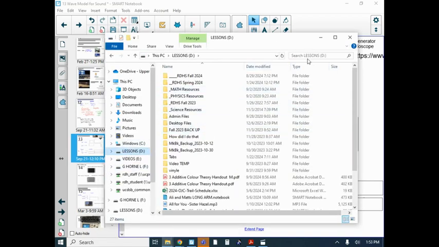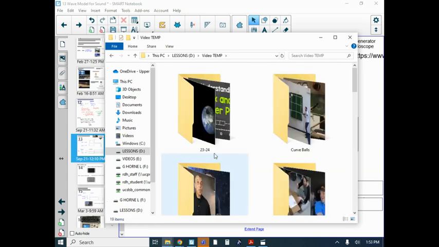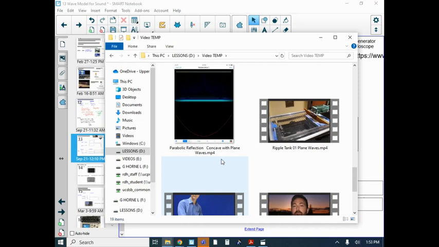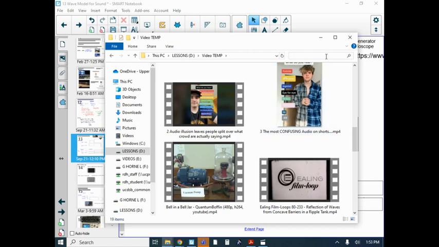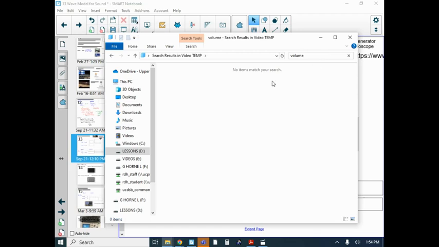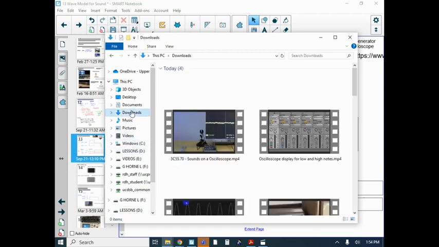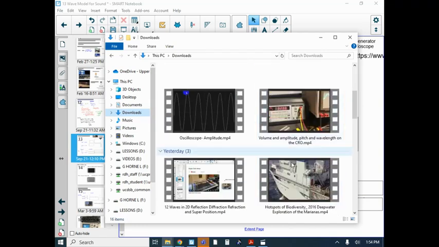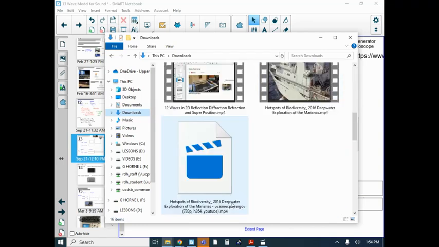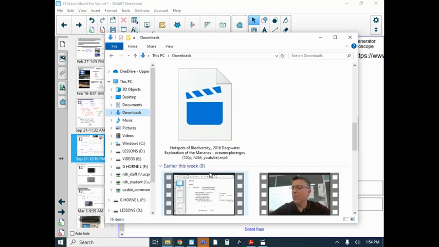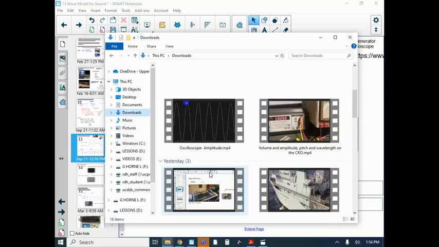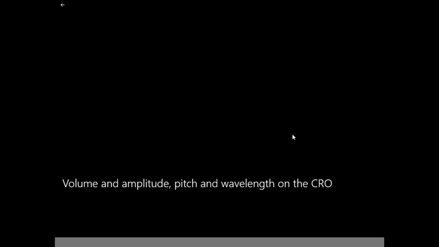So I'm just going to type in volume. This is my most recent one here. Volume. Better just type it in, I guess. There right now. Still in downloads. There we go. It's still in my download folder. I just didn't move it yet. So somewhere here. Volume, pitch, and amplitude, and so on.